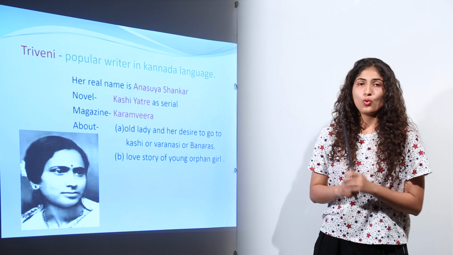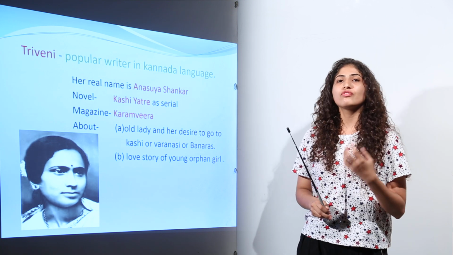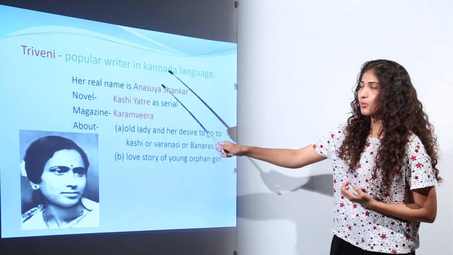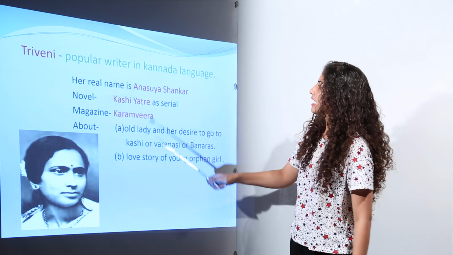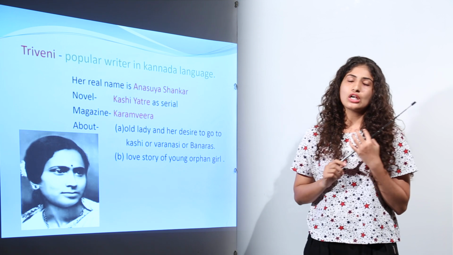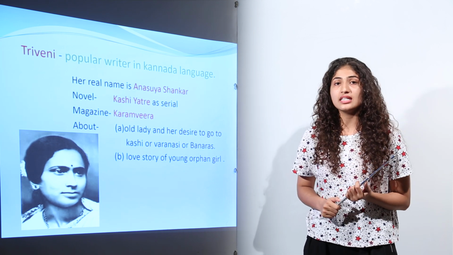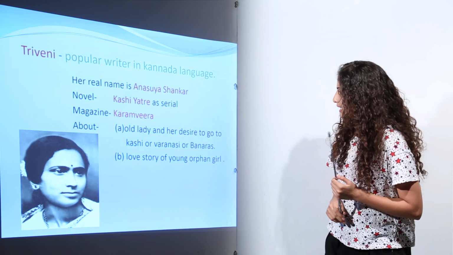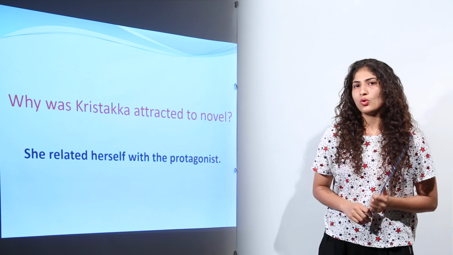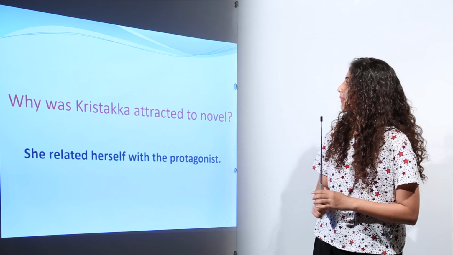At that time, when this author was 12 years old, one of the most famous authors was Triveni. Triveni was her pen name. Her real name was Anasuya Shankar. Her novel Kashi Yatra was presented as a serial in the magazine Karamveer. That grand old lady used to read that novel, but she was illiterate.